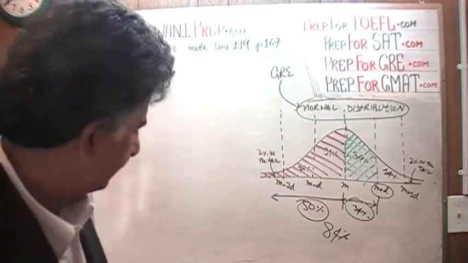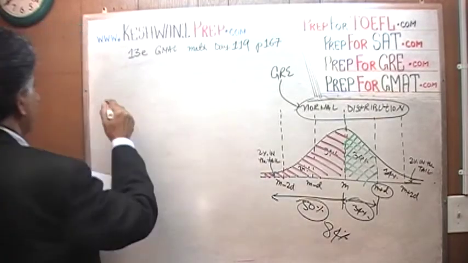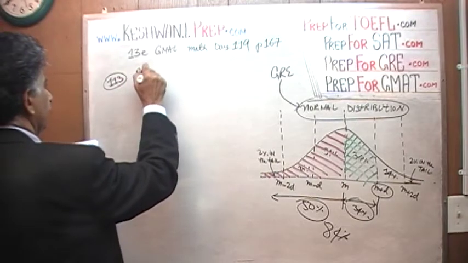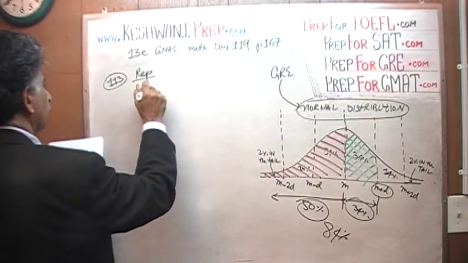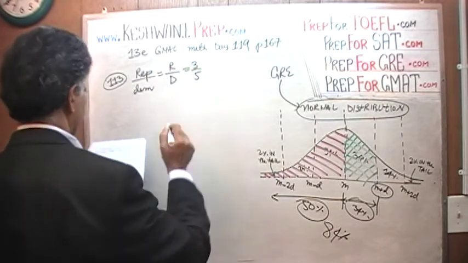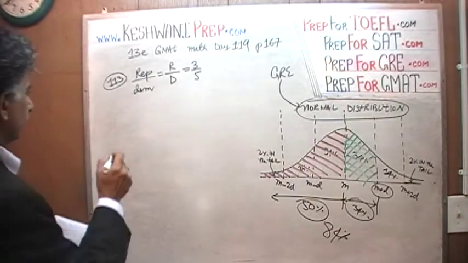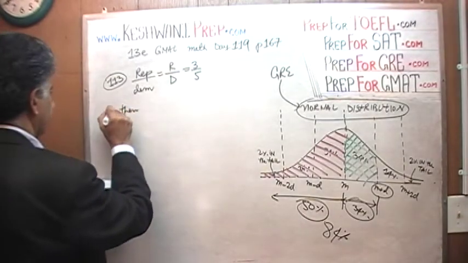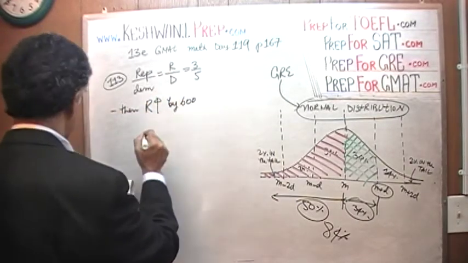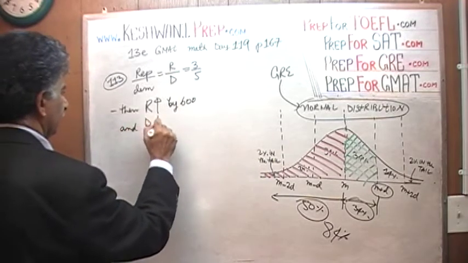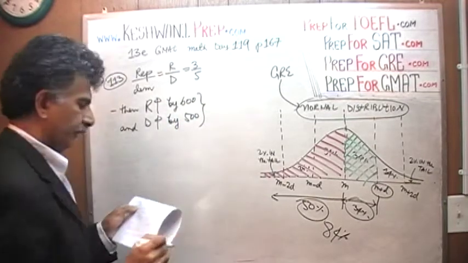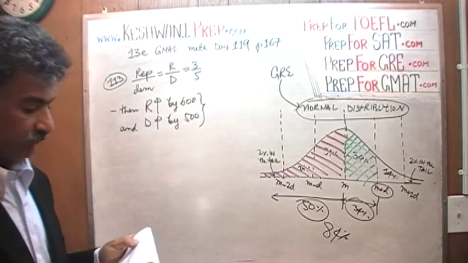Problem number 13. In 113 we are told that the ratio of Republican to Democrat, let's call them R and D, is 3 to 5. Then the Republican number goes up by 600 and the number of Democrat goes up by 500. And as a result, the new ratio is 4 to 5.